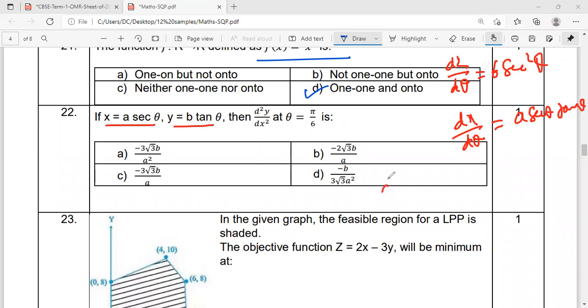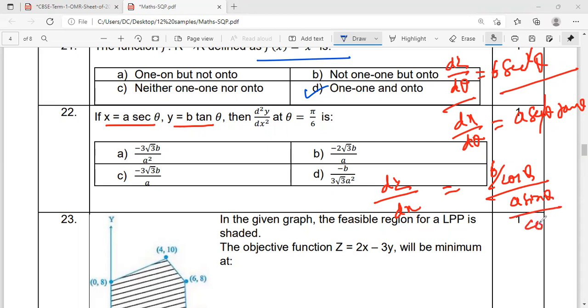So when you want to find dy by dx, that should be dy by d theta divided by dx by d theta. Now you see this sec square gets cancelled. We get sec theta by tan theta. Sec theta is 1 by cos, tan is sin by cos. So what we can write is dy by dx is equal to b by cos theta divided by a sin theta divided by cos theta. Basically, this cos gets cancelled. You get b by a, 1 by sine means cosec theta. b by a cosec theta. Now this is dy by dx.